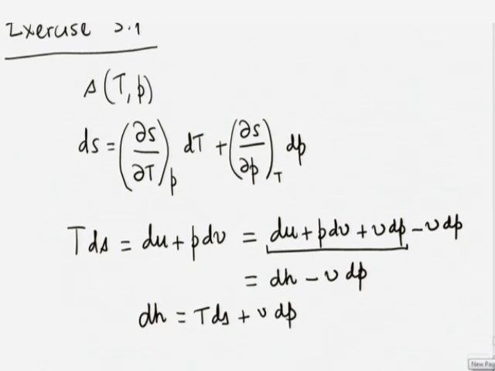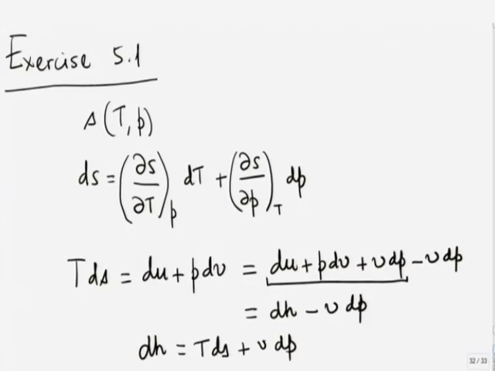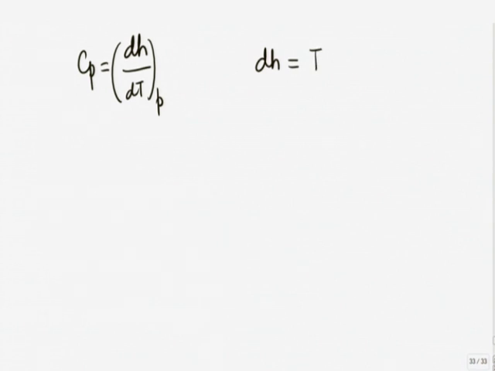can I go to the next page? Okay. Since dH is TdS plus VdP, dH by, see what we want is dH by, I want to get to Cp. How is Cp defined? Cp is defined as dH by dT at constant P. Okay. Now dH is TdS plus VdP, right?